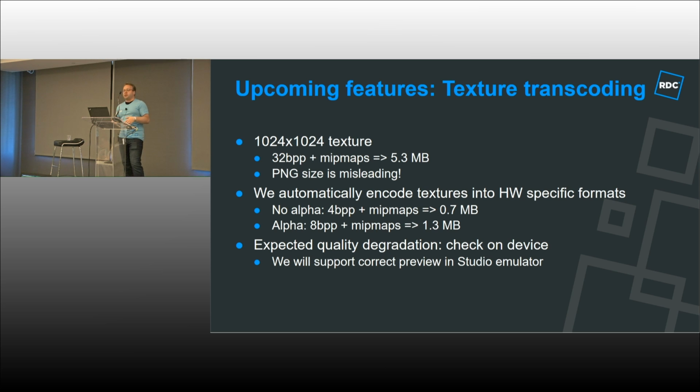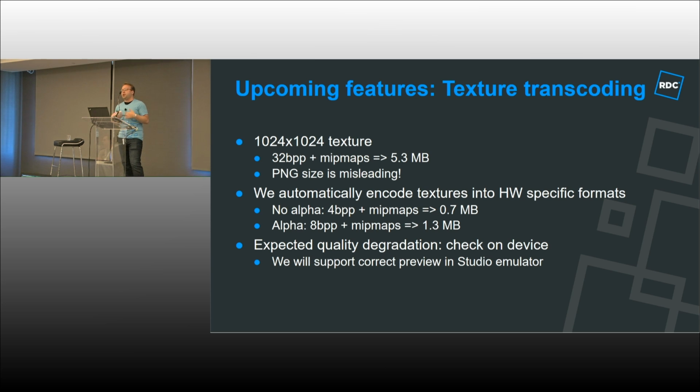So what will happen is that when you upload this texture, we will automatically, on our backend, encode it into various formats. They will take less memory on mobile. And then on mobile, we will choose these versions to render instead. They will be slightly lower quality.